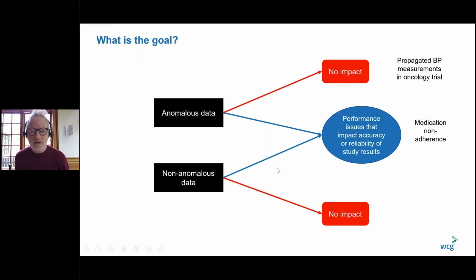So my task that I've set for myself is, how do I detect performance issues that impact accuracy and reliability of study results? And then, of course, how to correct them, because simply detecting issues by itself is pointless as well, unless you do something to correct them. I know we would all agree on that.